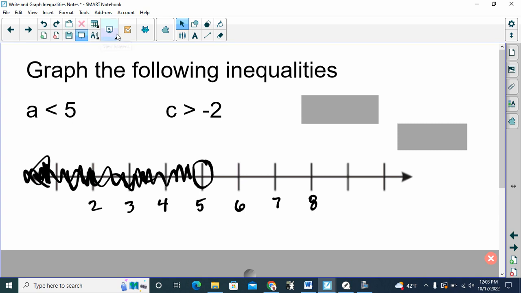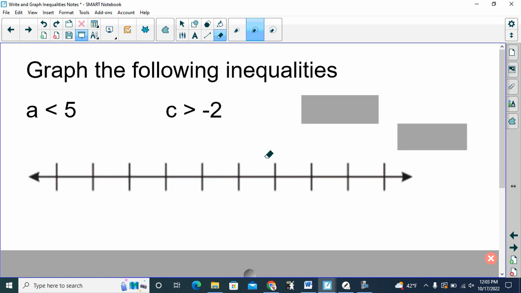Part B. Part B, we are asked to graph the inequality C is greater than -2. I'm going to keep working off of the same number line, but I would recommend you draw a new number line. C is greater than -2.